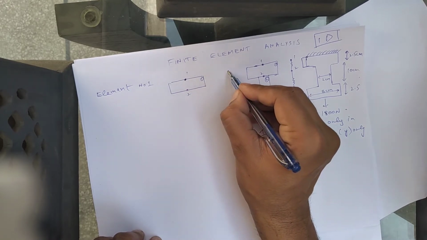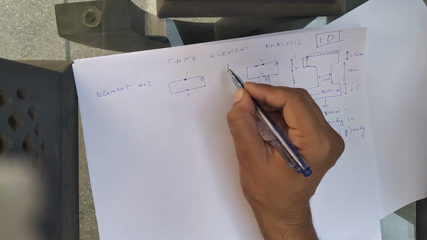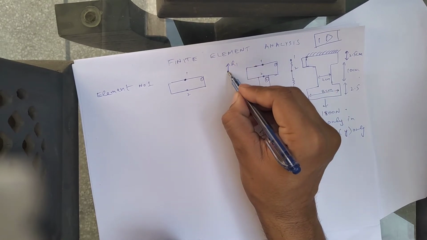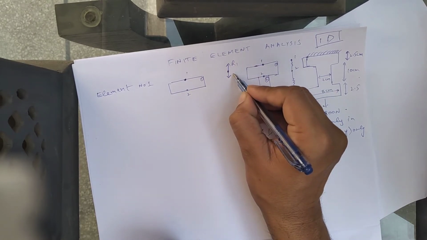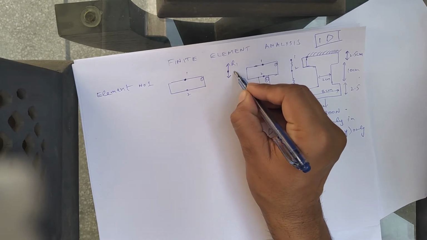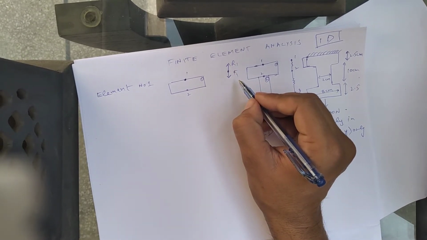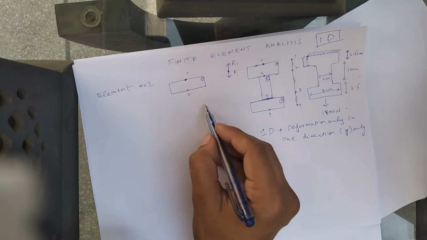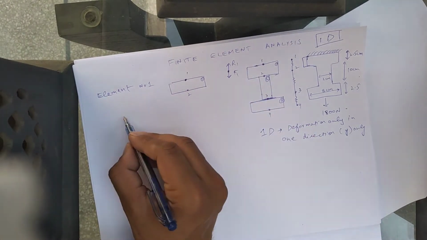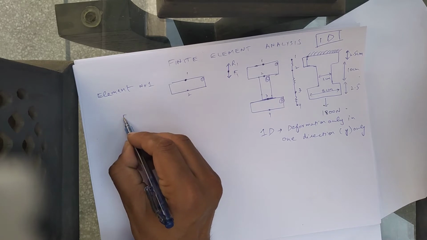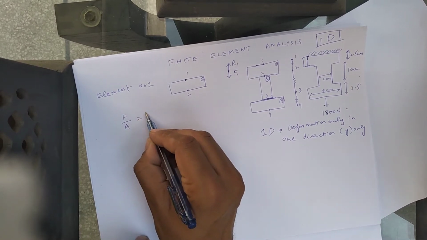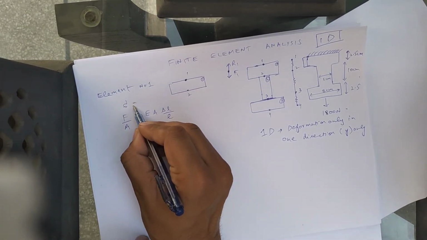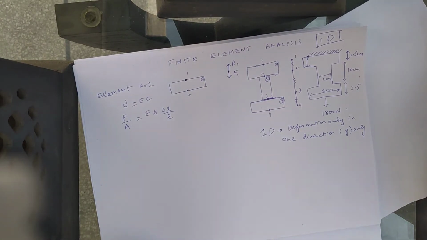In element number 1, we have node 1. In node 1, we have this force, an upward force R1, which is a reaction force, and the downward force F1, right? So what is that F1? In the last lecture I told you, when we are doing a structure problem, we have F over A equals E delta L over L. From where did it come? It comes from Hooke's law, right?